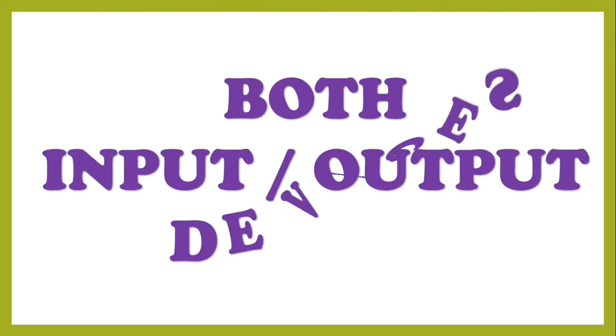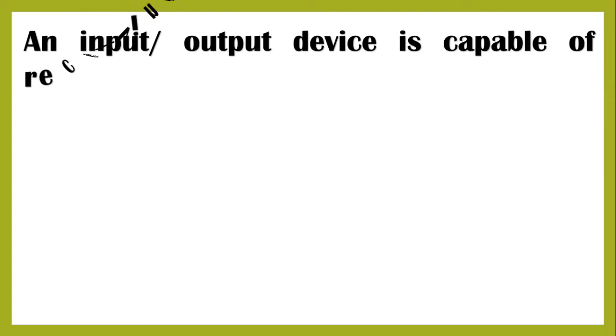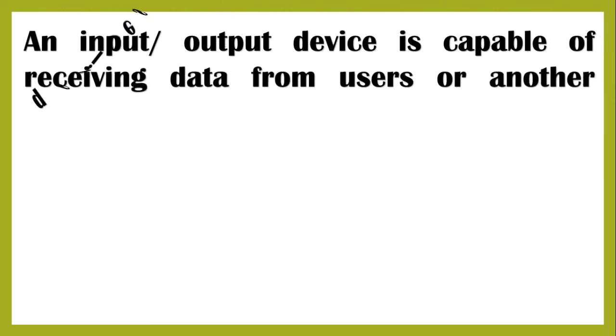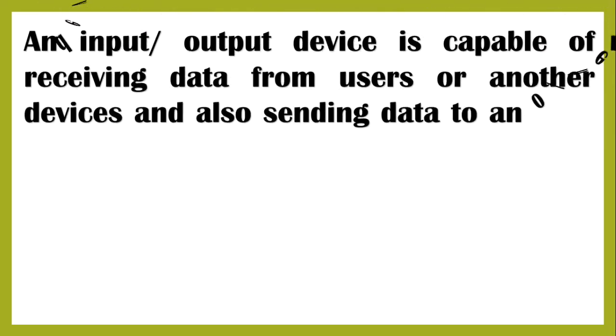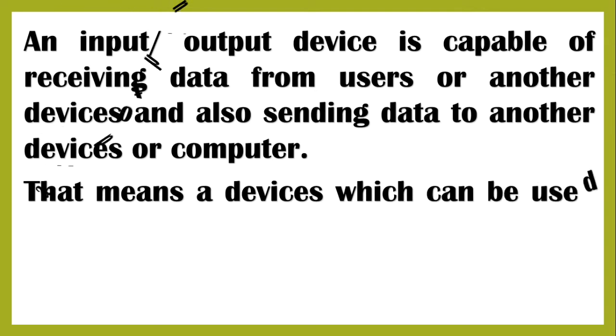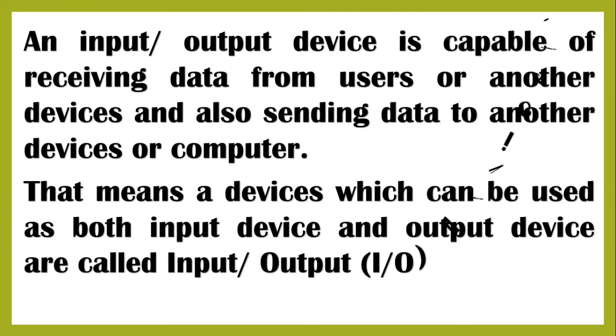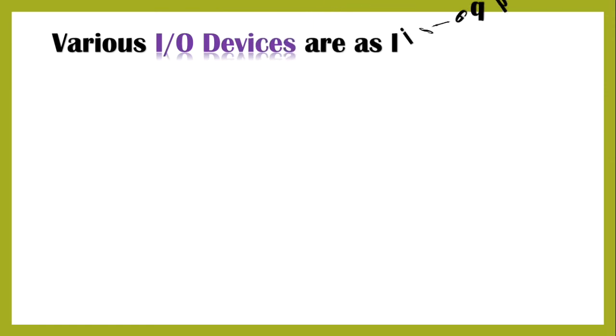Both input-output devices. An input-output device is capable of receiving data from users or other devices and also sending data to other devices or computers. That means the devices which can be used as both input device and output device are called input-output, I/O devices. Various input-output devices are as listed below.